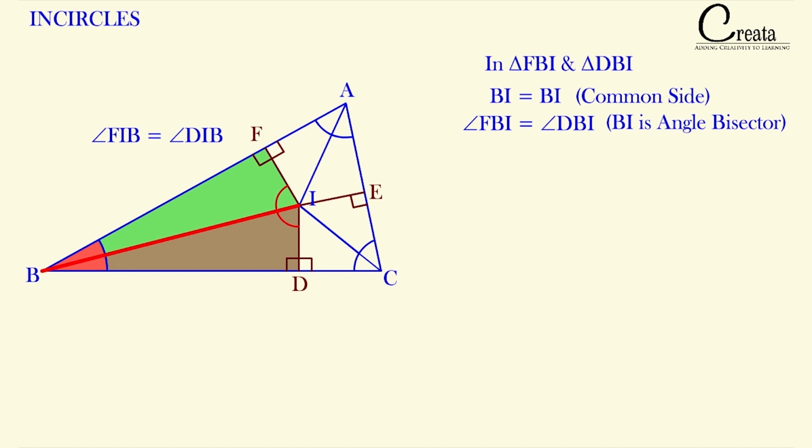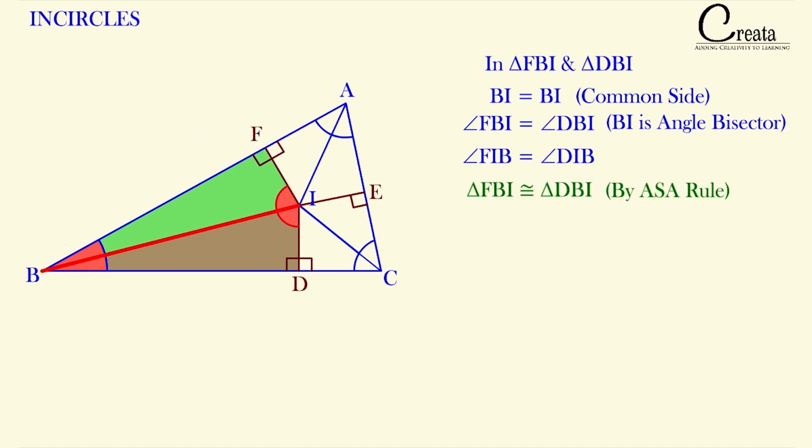And just now we have seen angle FIB is equal to angle DIB. So by ASA, that is angle side angle rule, we can say both of these triangles are congruent to each other. Got it? So by CPCT, we can say that corresponding sides will be equal to each other. That is FI will be equal to DI. Basically FI is equal to DI.